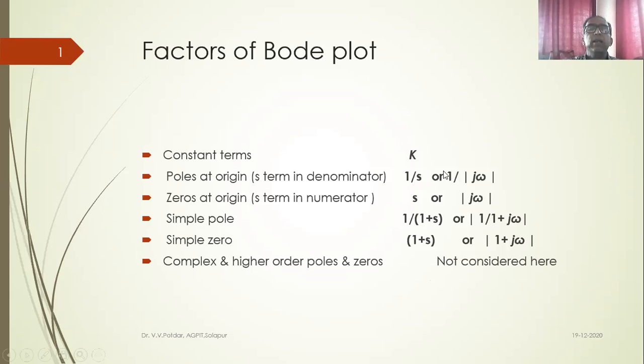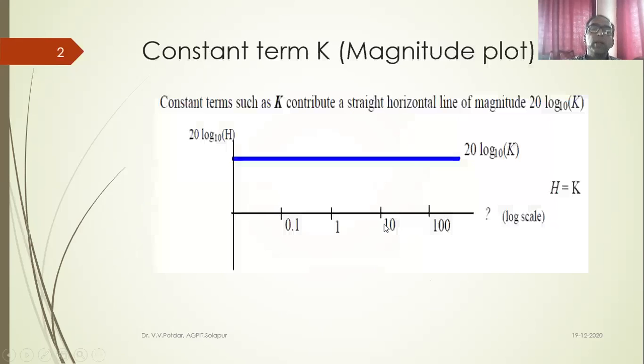We'll understand the Bode plotting procedure for constant term, poles at origin, zeros at origin, simple pole and simple zeros. We'll see one by one what the methodologies of plotting these Bode plots are. First, constant term k. Let us see the magnitude plot. Constant terms such as k.